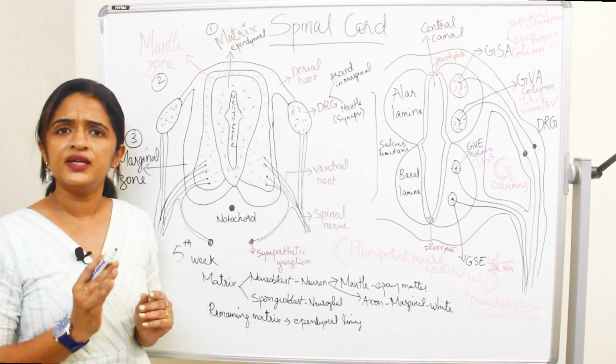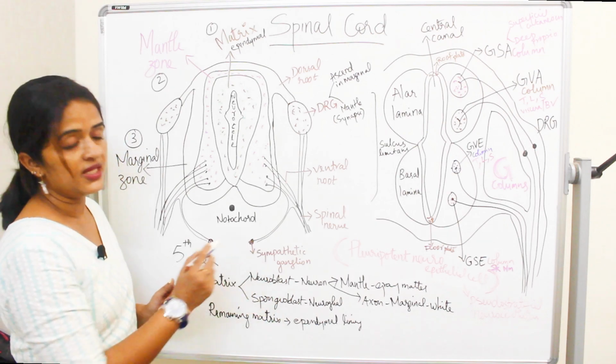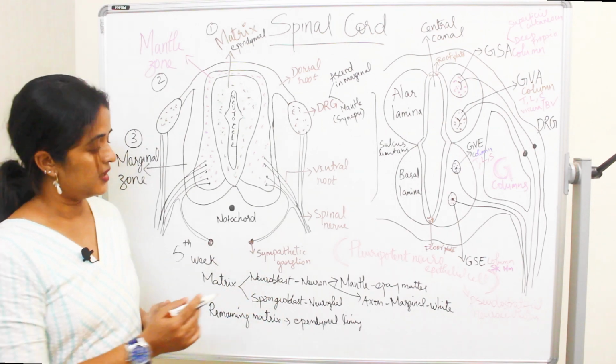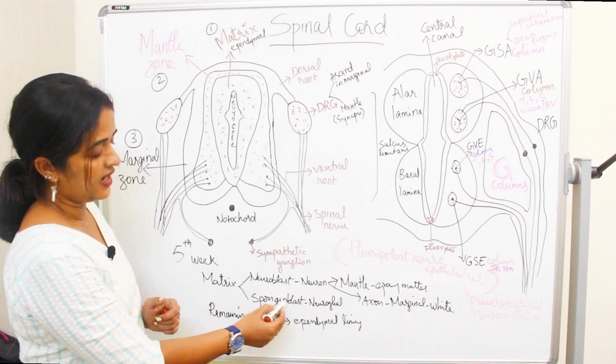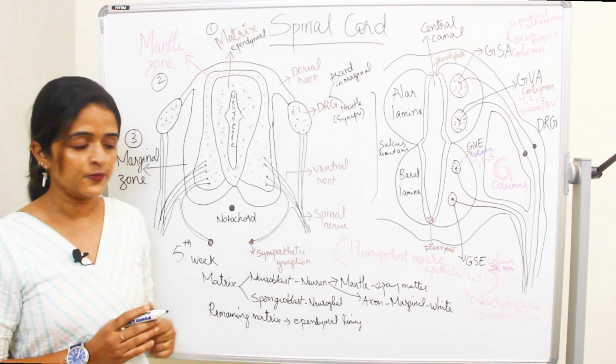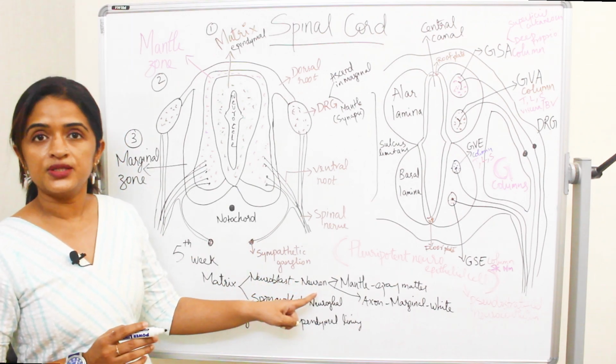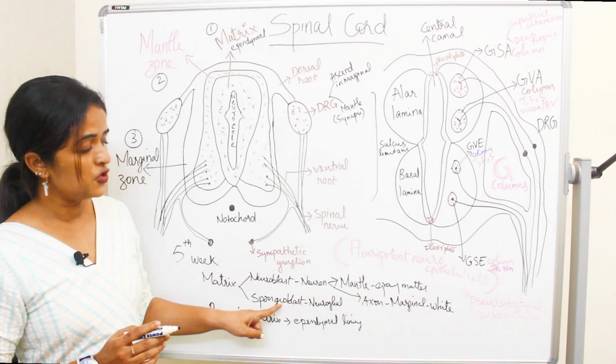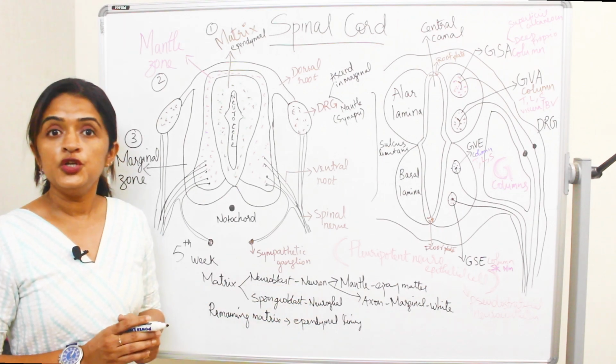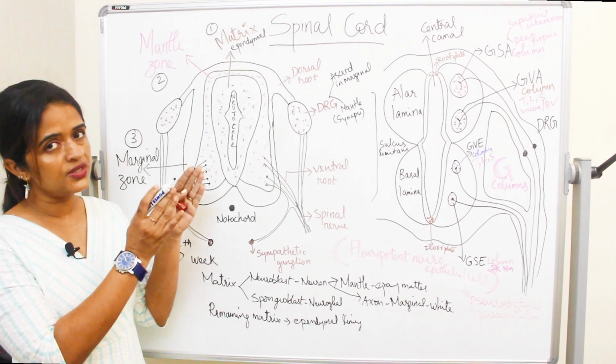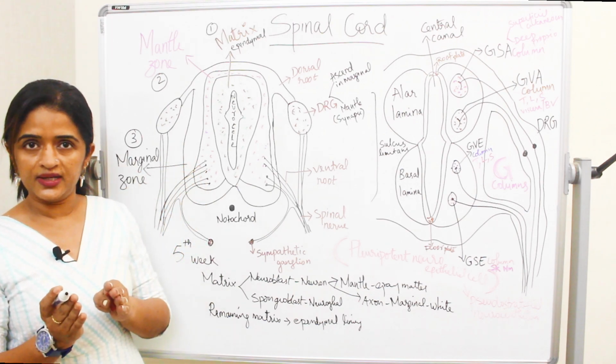And what is happening in the matrix? Two types of cells are formed within the matrix. One is neuroblast and the other one is spongioblast. So neuroblast gives rise to the neurons, and the spongioblast will give rise to the neuroglial cells. So the neurons and their supporting cells, neuroglial cells.